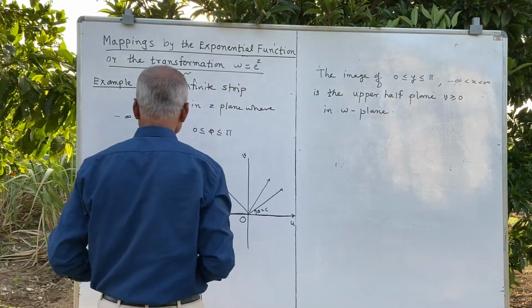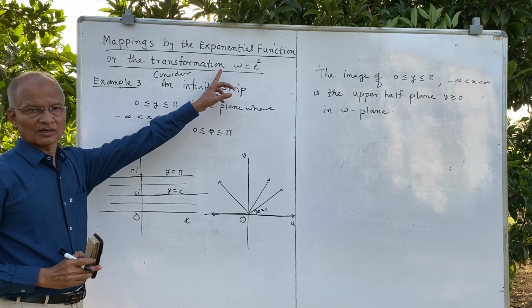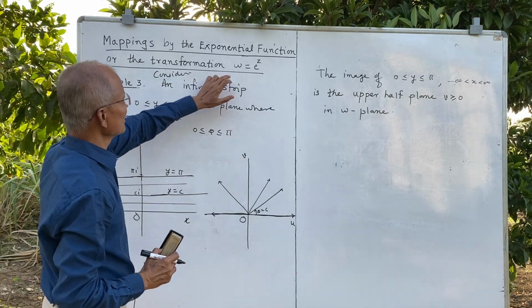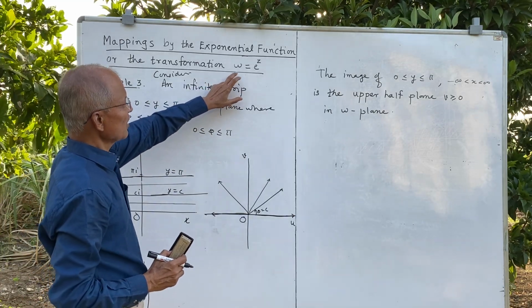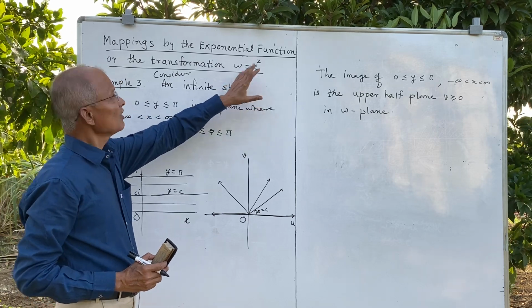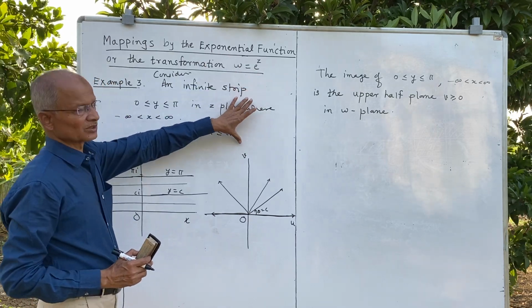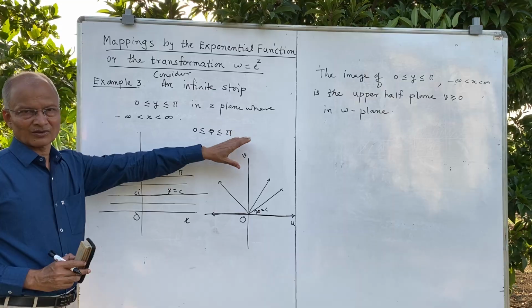In this way we can have some transformations using the transformation w is equal to e power z, which is the exponential function. So I hope you can understand this.